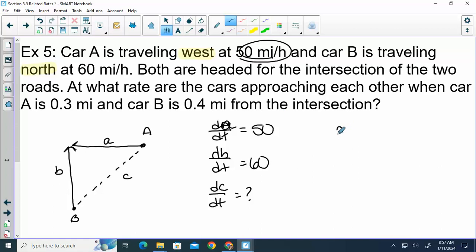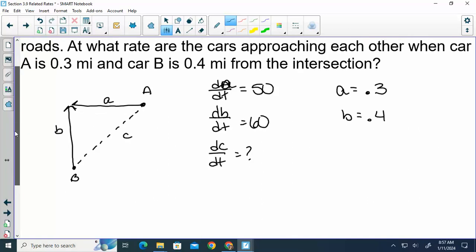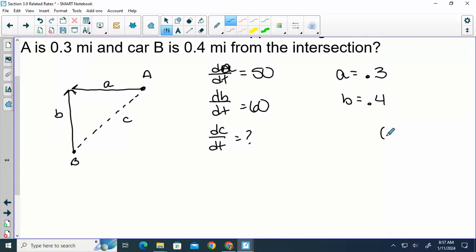We know car A is 0.3 miles from the intersection, so side A is 0.3, side B is 0.4. Did I give you side C at that point? No. Could we find side C at that instant? How? Okay, so we know A squared plus B squared would equal C squared. So at that particular instant, side C is 0.5.